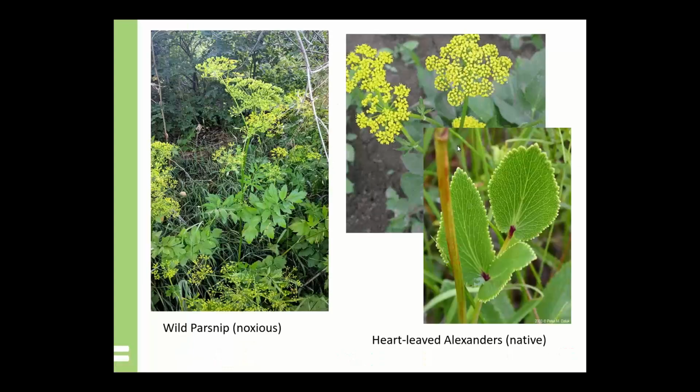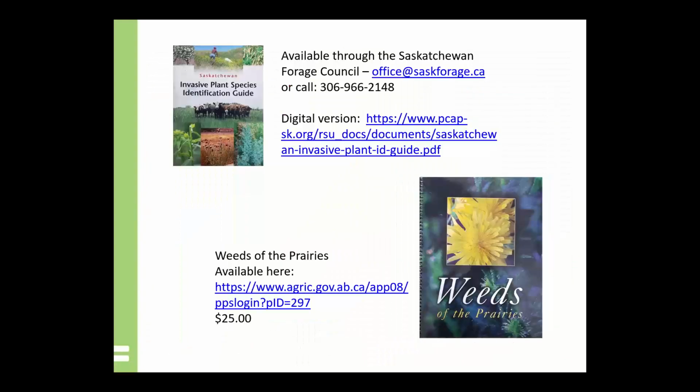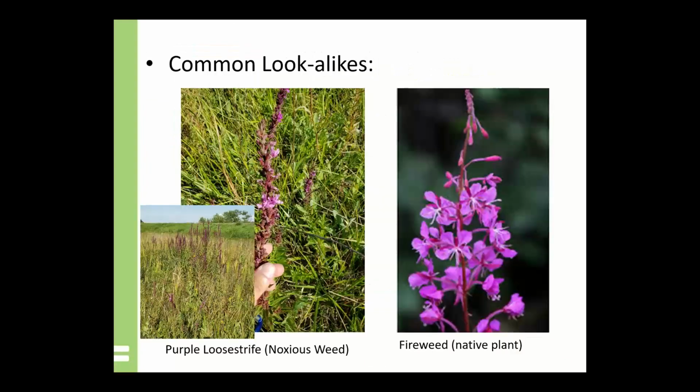I think what you'll find between Fireweed and Dame's Rocket is that Fireweed will droop, like the flowers will droop more than they will on Dame's Rocket. Fireweed tends to be more of a pink color as well, whereas Dame's Rocket is more towards the purple side of things. The flowers are much tighter with Dame's Rocket as well. It's quite obvious when you look at Dame's Rocket that it's a mustard.